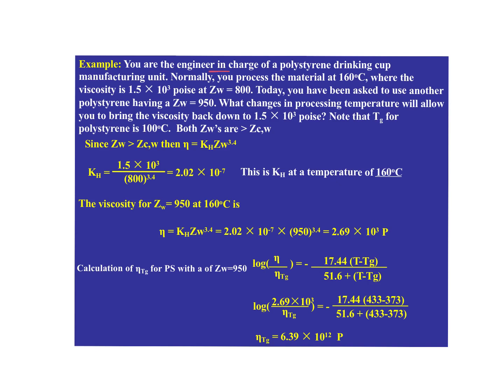If you're an engineer in charge of making these cups, normally, this is kind of a what if, you process the material at 160 degrees centigrade, which is not too bad in the scheme of things, where the viscosity is 1.5 times 10 to the third poise at this Z sub W of 800. However, today you've been asked to use another polystyrene having a Z sub W of 950. Why might someone ask you to do that?